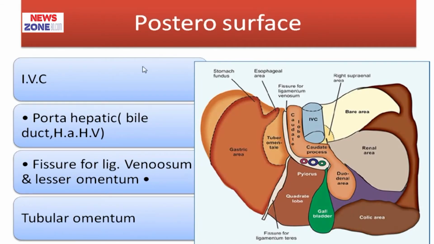Now the posterior surface. On the posterior surface, the important identification point is the inferior vena cava and also the groove for the inferior vena cava. And at the lower part of the posterior surface is the porta hepatis, that is the main gateway of the liver. And also there is the fissure for the ligamentum venosum and the lesser omentum. Along the porta hepatis there is another peritoneal reflection, the lesser omentum. And also close to the fissure for the ligamentum venosum there is the tuber omentale.